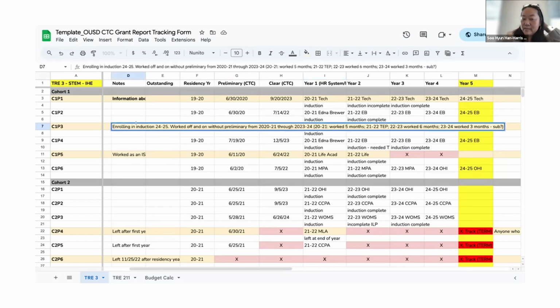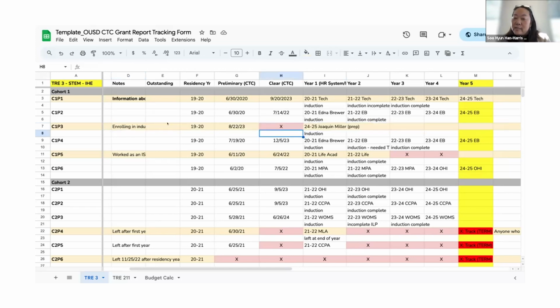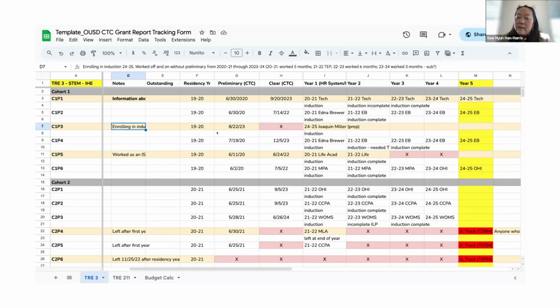This is where in my notes section, I wrote, this person is enrolling in induction in 24-25. They worked off and on without a preliminary from 2020 through the school year 2024. And then there's some more detail there about what exactly they were doing. But after the residency year, they took a break, they did other things, and then they completed their requirements. They got their preliminary in 2023.